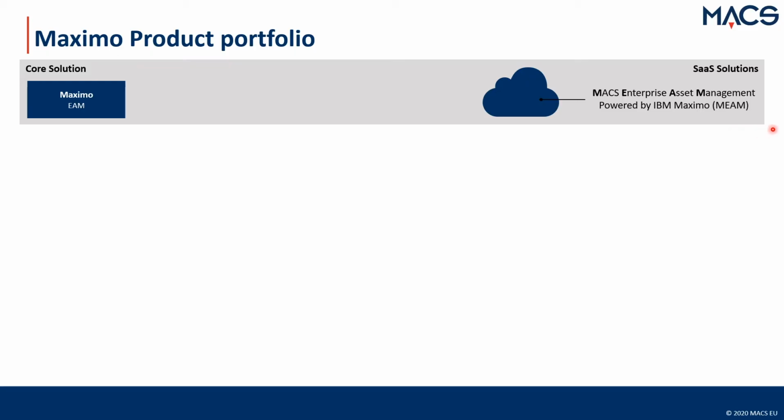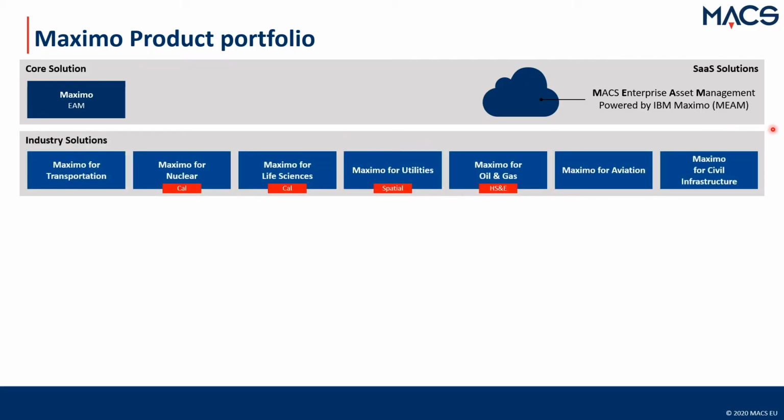With that core, you have the possibility to install it together with certain industry solutions. And of course, a lot of them here on the slide we know already. Here on the right side we have a slightly new one, Maximo for civil infrastructure. So IBM is constantly developing those industry solutions further and further, and also coming up with new ones.